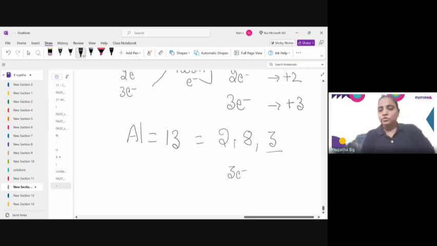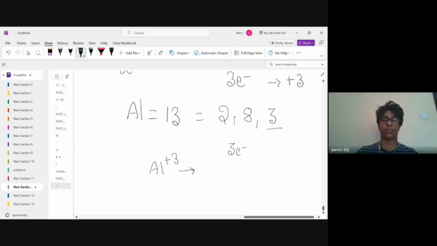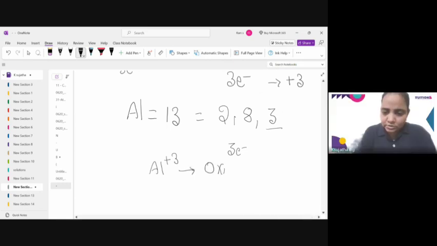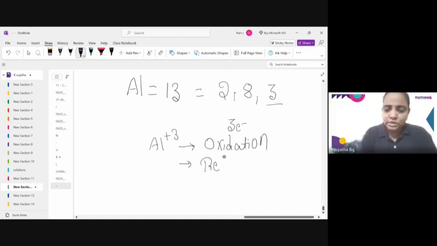Loses. After losing, what is its charge? Plus 3. If it is losing, which process is it undergoing? Oxidation process. If it is undergoing oxidation, what is this reagent? Reducing agent. Very good. Now this is clear how we are getting this reducing agent.